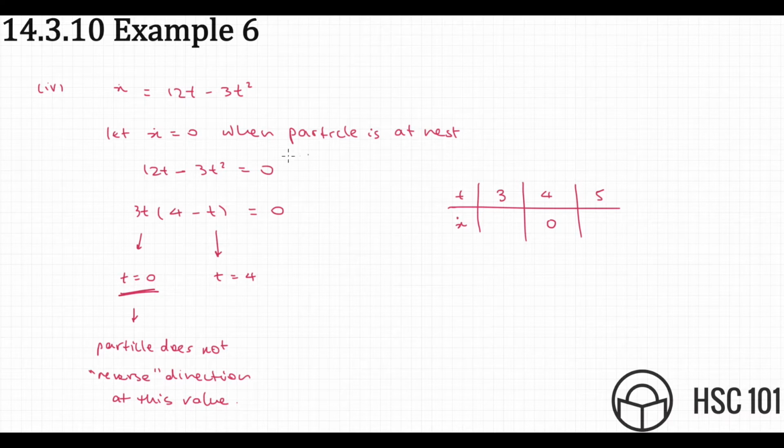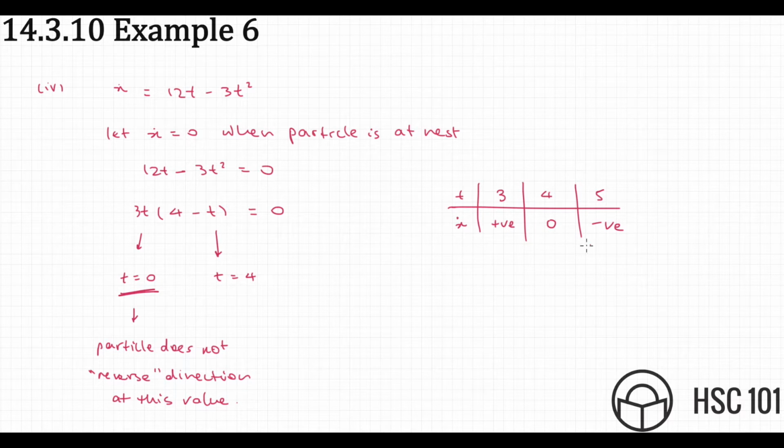So when t is equal to 3, we can see that x dot is going to be 36 minus 27. So that's going to be positive 9. I'm just going to take note that velocity is positive at this point in time. When t is equal to 5, we're looking at 60 minus 3 times 25. So 60 minus 75 is negative 15. So we're going to take note that velocity is negative.